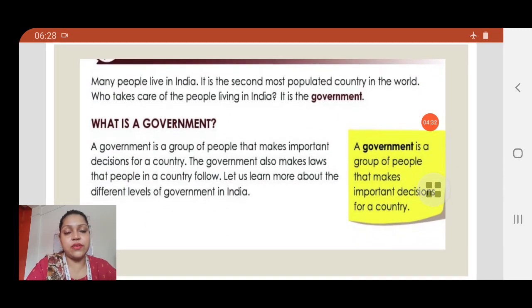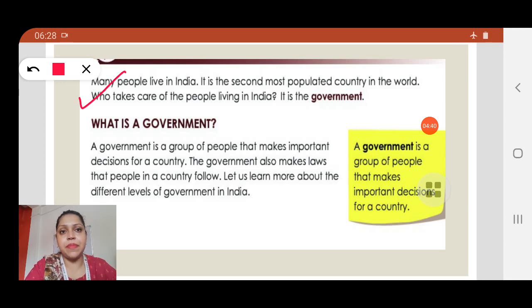Let's start. I hope you have your book ready with you. Here it's given, many people live in India. We all know so many people live in India. It is the second most populated country in the world. The population of India is so big that it is the second most populated country in the world. Which is first? China is first.